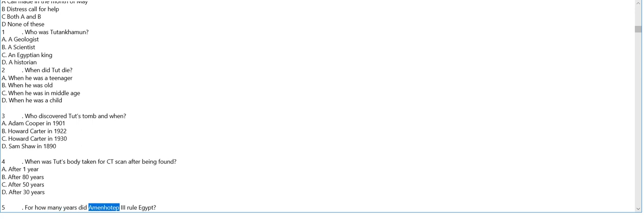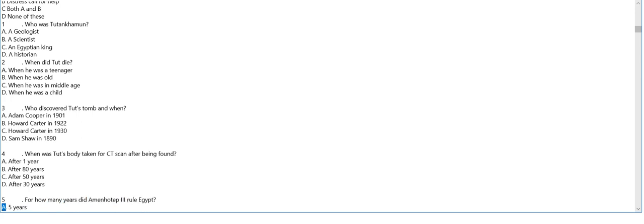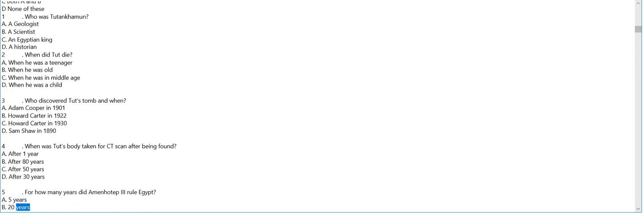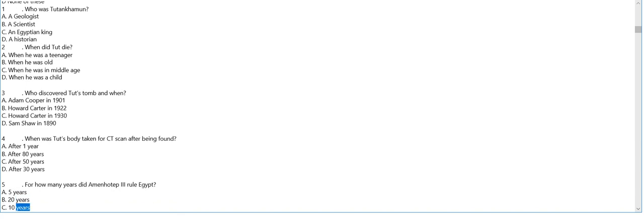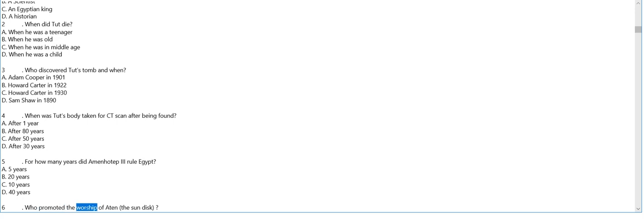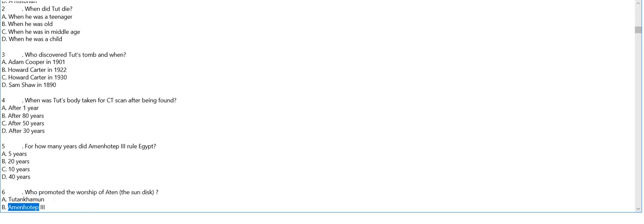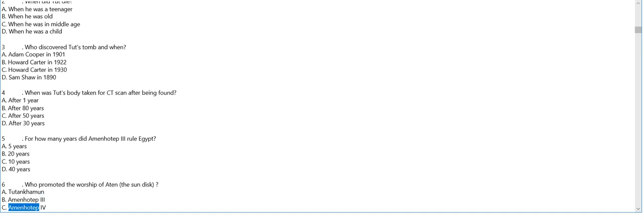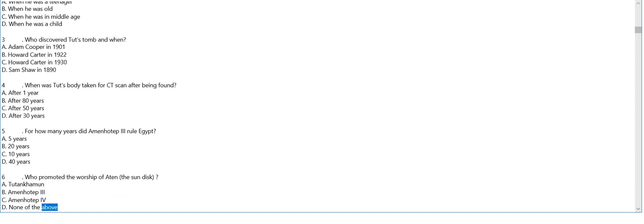5. For how many years did Amenhotep III rule Egypt? A. 5 years. B. 20 years. C. 10 years. D. 40 years. 6. Who promoted the worship of Aten, the sun disk? A. Tutankhamun. B. Amenhotep III. C. Amenhotep IV. D. None of the above.